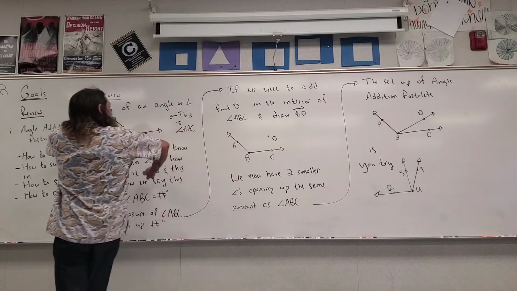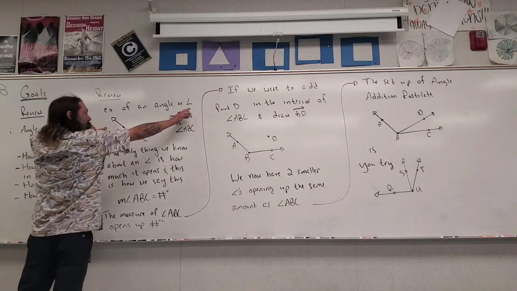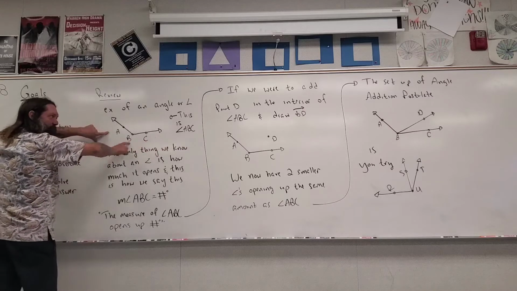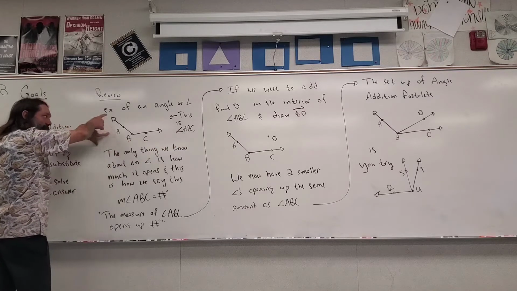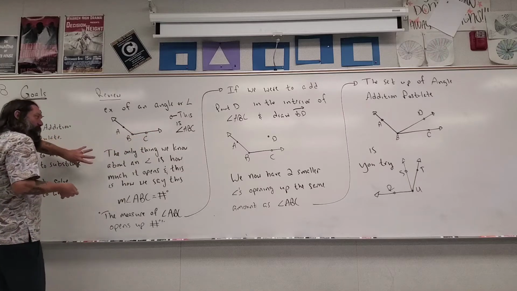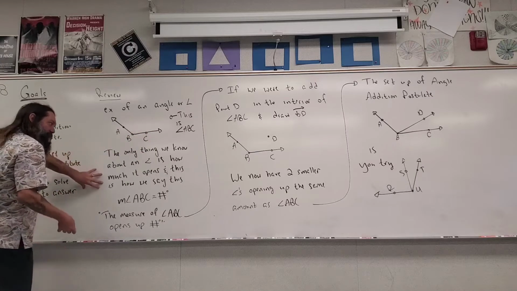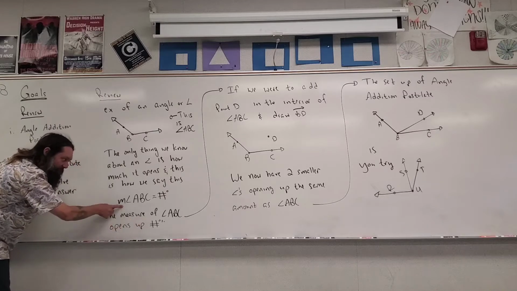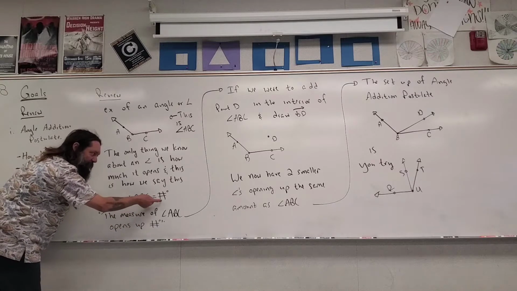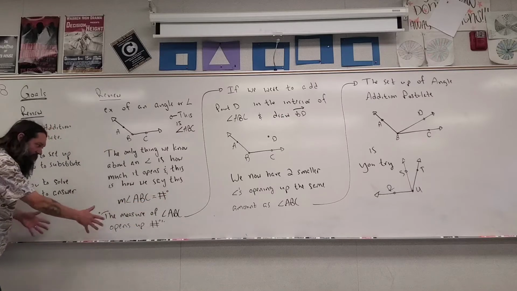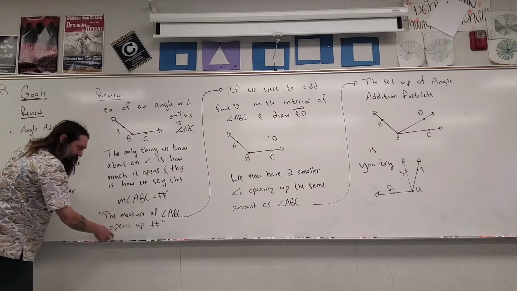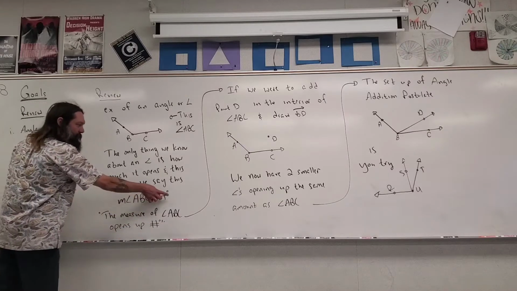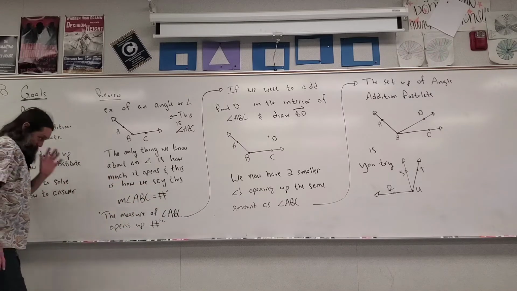So here's a symbol for an angle, this. And we call this angle ABC. B is a vertex, that's always the middle letter, and there's angle ABC. The only thing we know about an angle is how much it opens. And this is how we say this. Here's the translation. The measure of angle ABC is equal to a number in degrees. Or we translate it as the measure of angle ABC opens up this amount in degrees. Okay, that little circle means degrees.